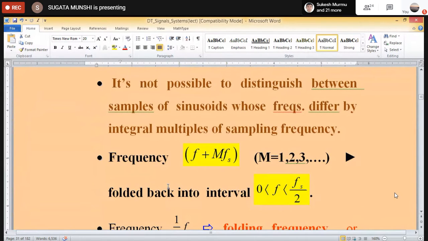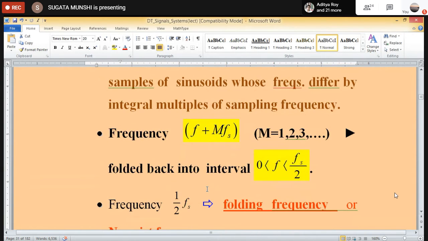So we say that f plus mfs, these frequencies, are aliased into the frequency small f, or they are folded back into the interval 0 to fs by 2. Small f is the alias of all these frequencies. If you say the reverse, that f plus mfs is the alias of small f, it doesn't matter. So far as language is concerned, both statements are correct. All these are aliases of one another.